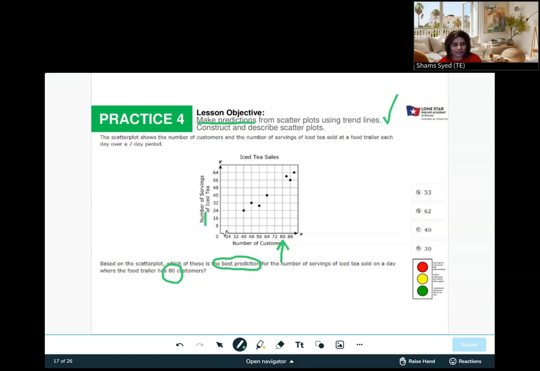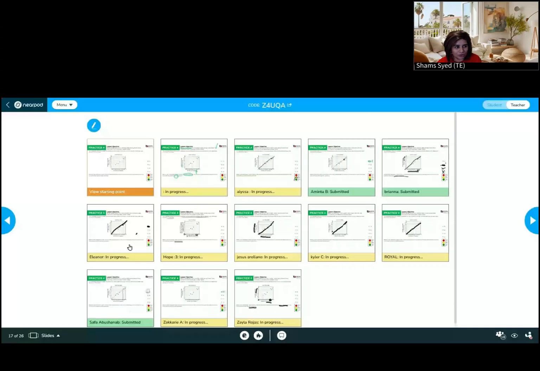Hope, I'm going to show you how the class is answering. Notice our class is going to create a trend line. See, Alyssa's slide. This is Alyssa, Amy, Brianna, Eleanor, Jesus, Kyler, Royal, Safa. We're all trying to create some trend lines because trend lines will help you and guide you. See if you can create one. I know it's not easy in the Nearpod, but we can still give it a try.